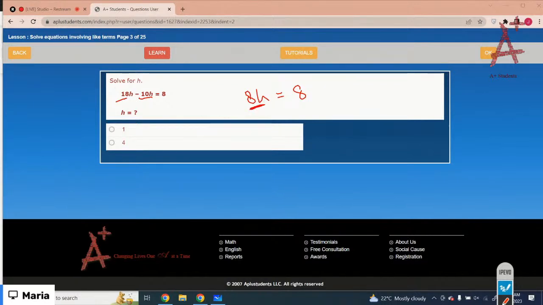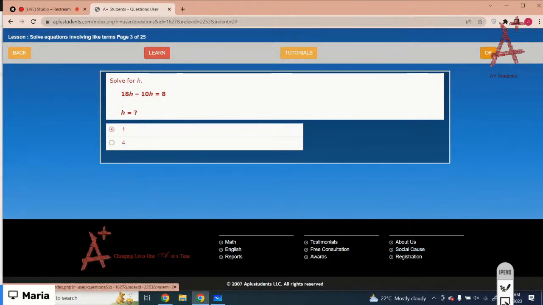So 8 is multiplying to h. So opposite to multiplication is division. Just divide both sides by 8. So it would be then 8 times 1 is 8, and 8 times 1 is 8. That means h equals 1. Got it? So the correct option is 1. Just select the correct option, then click on the OK button.